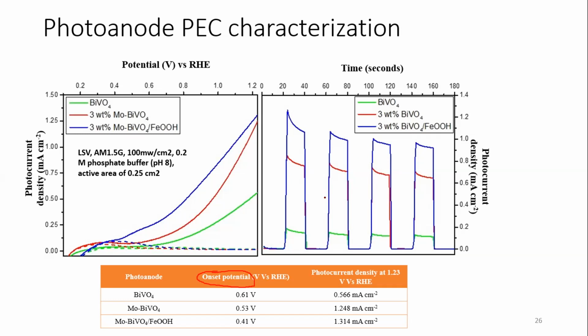You can also see we turn the light on here and then turn the light off here. You can see a quick response of the photocurrent when the light is turned on and off. This is done at a fixed voltage, I think 1.23 volt, because that is the water oxidation potential with respect to the reversible hydrogen electrode.